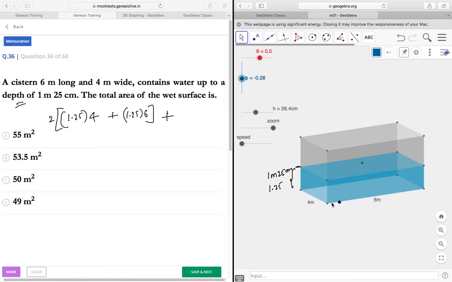The floor is 6 into 4, that is 24. All the units must be in terms of meter. No, you have one in centimeter, the other one is meter. You need to take care of that as well. Let me convert that. Oh, sorry, we have already done it, right?